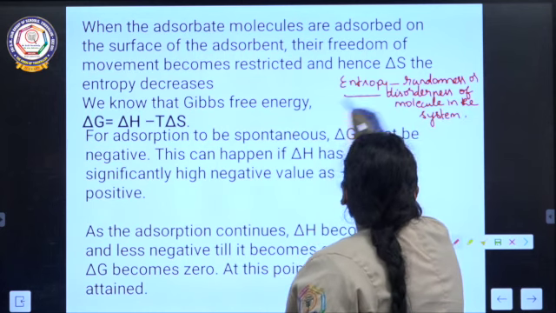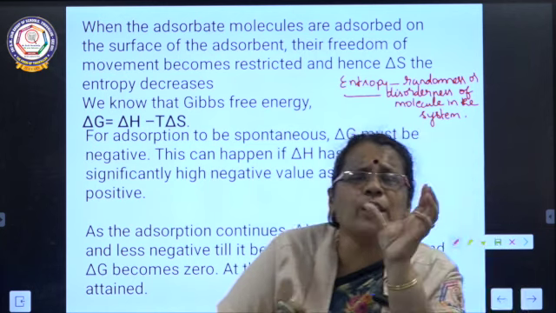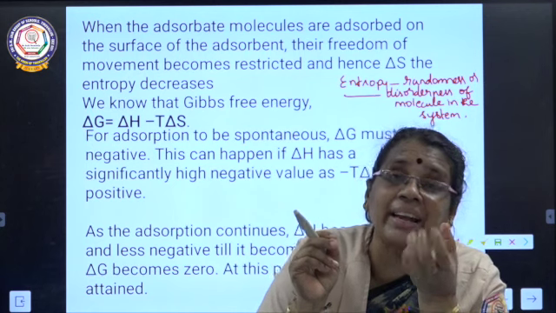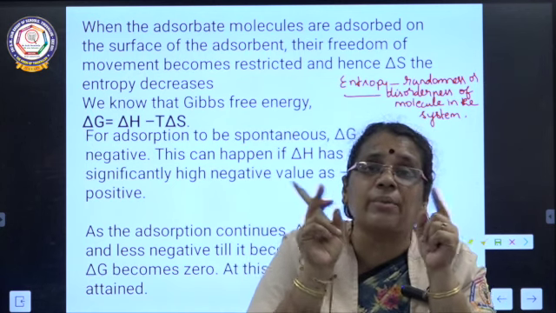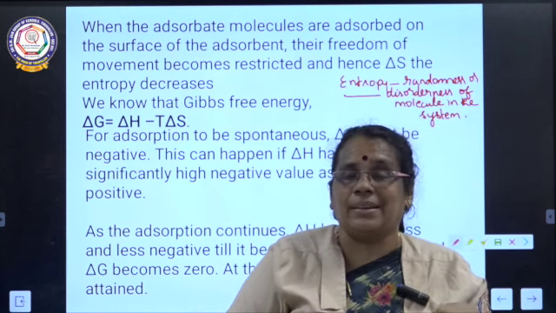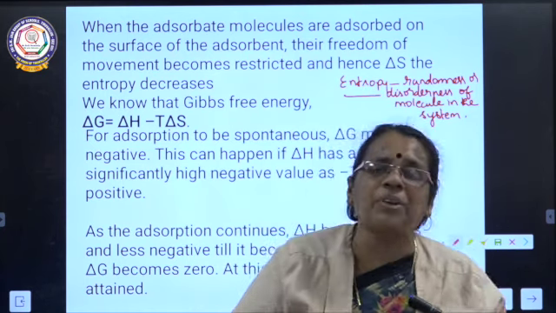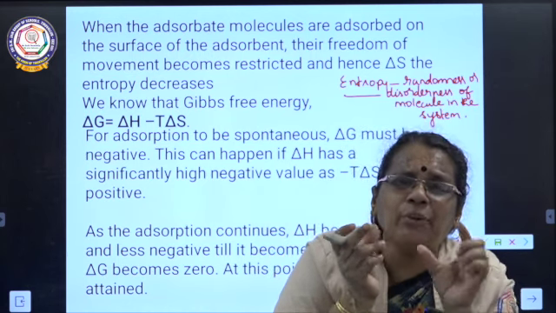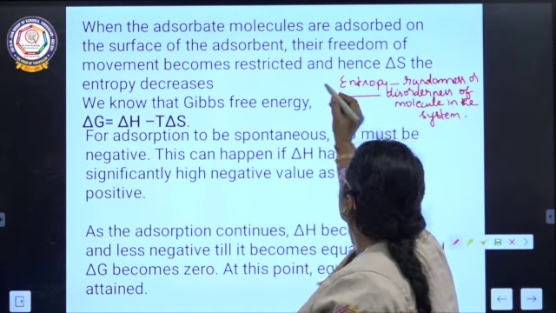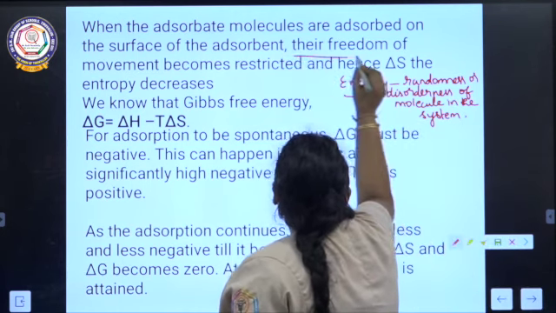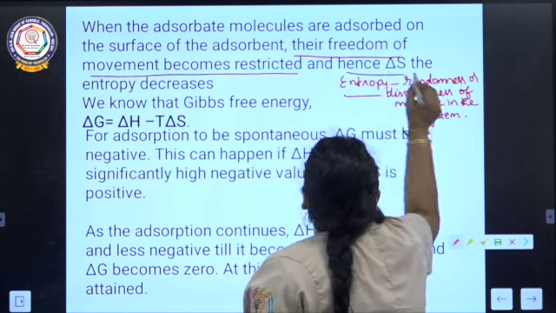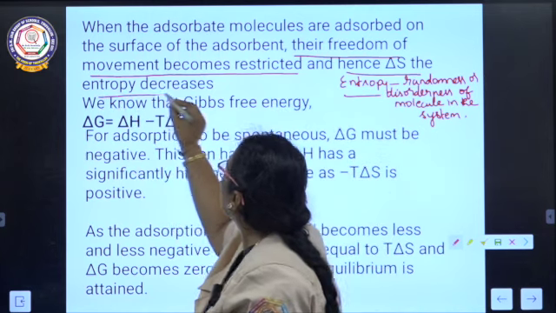So, what is entropy? Actually, randomness. How the molecules in the system are always in a disorderly arrangement. The molecules in the system are not orderly arranged, they are disorderly arranged. So, what is happening when adsorption is taking place? What is happening to the movement of the particles? The movement of the particles is restricted. Their freedom of movement becomes restricted, and hence delta S, the entropy, decreases.